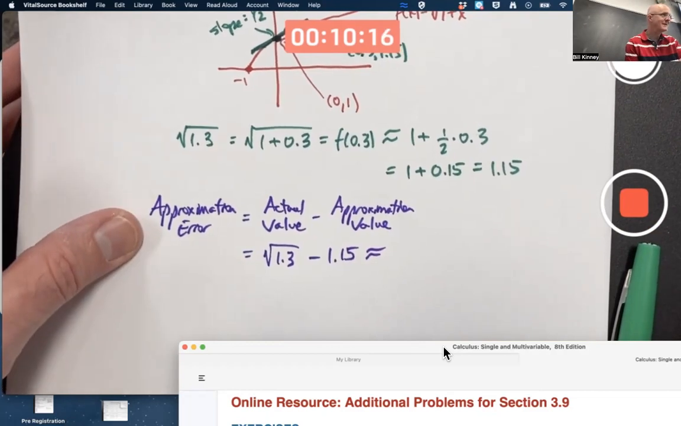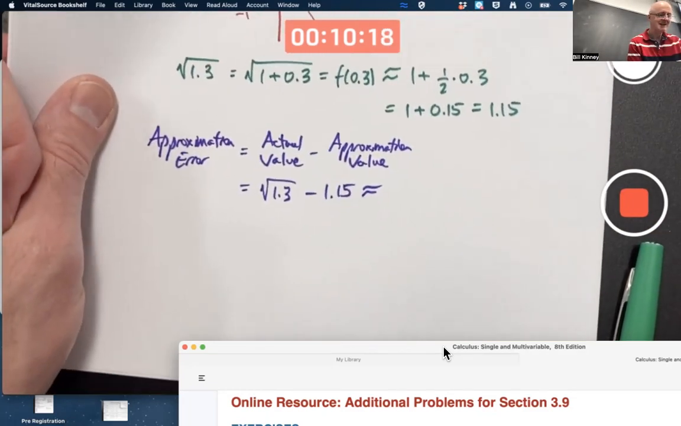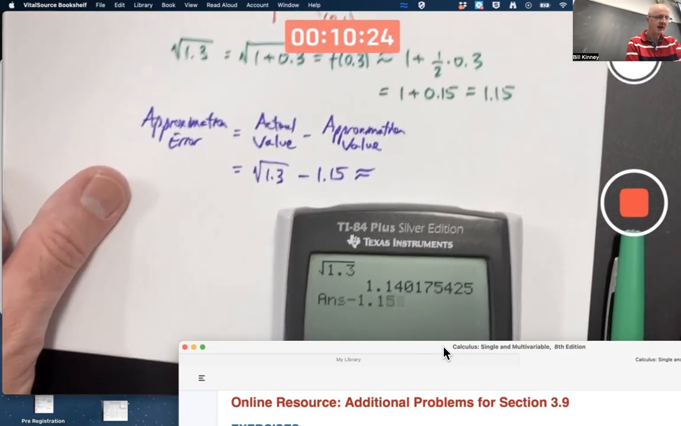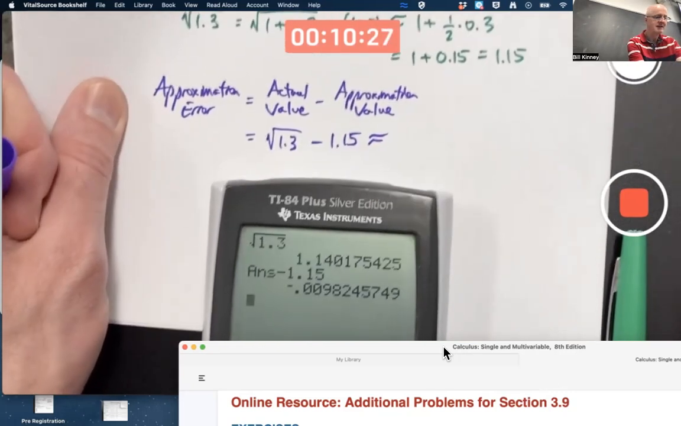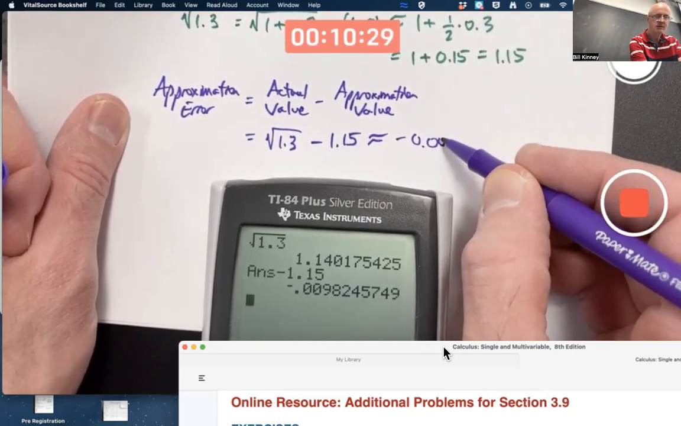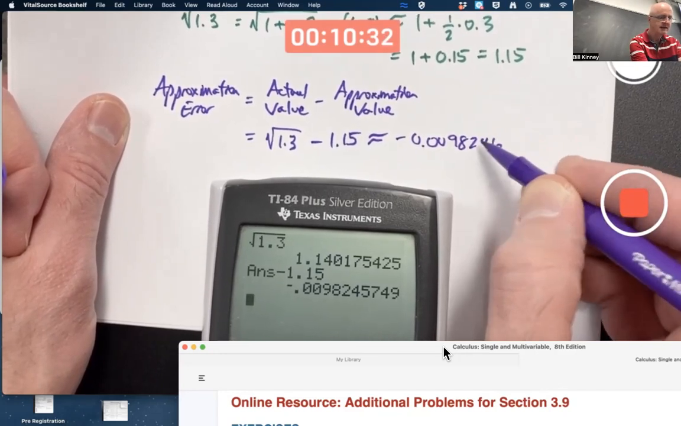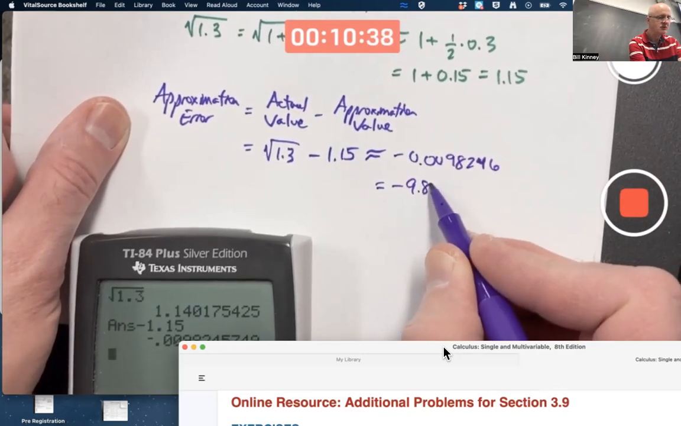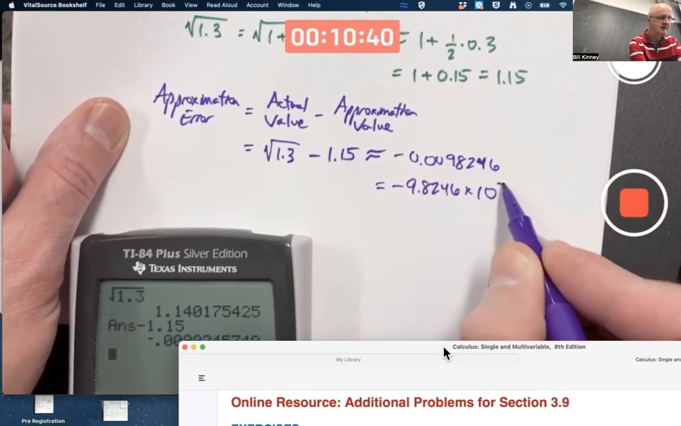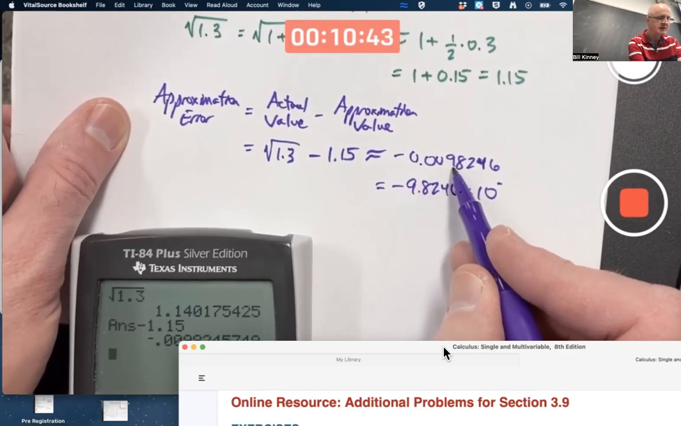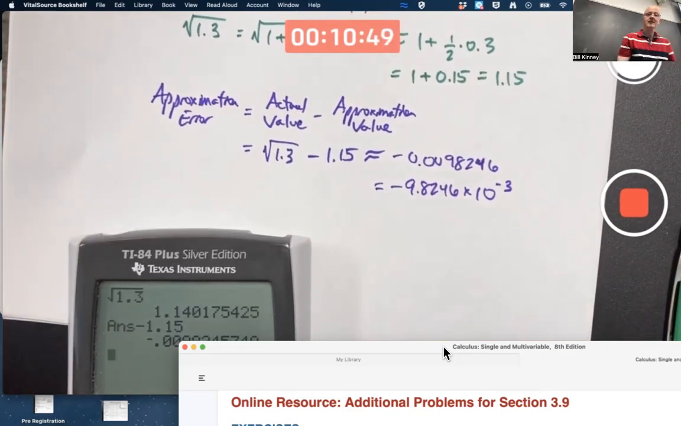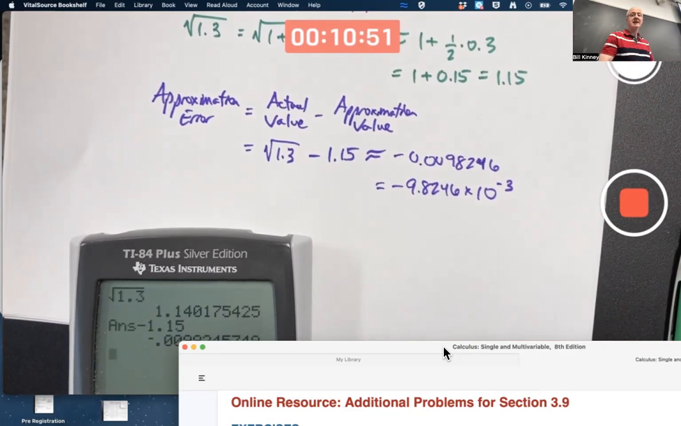To figure out approximately what this approximation error is, we need technology. Square root of 1.3 is approximately that. Subtract 1.15, we get a small negative error. Negative 0.0098246, say. Or in scientific notation, that would be negative 9.8246 times 10 to the negative, what would it be? Move the decimal to the right 3 spots there to get it to be to the right of a 9. On the order of close to 10 to the negative 2, close to 0.01 in absolute value.